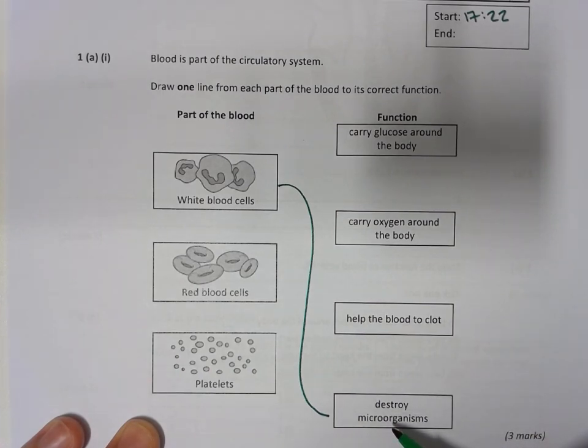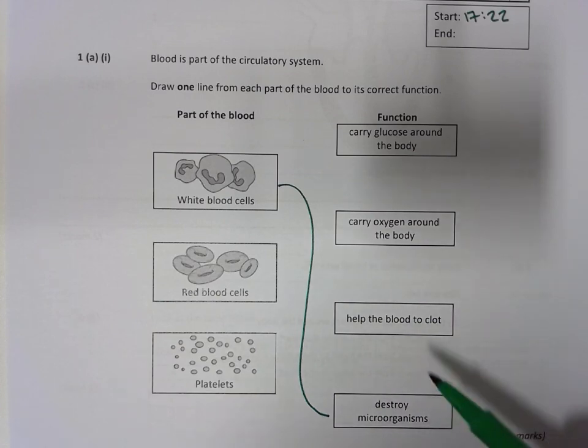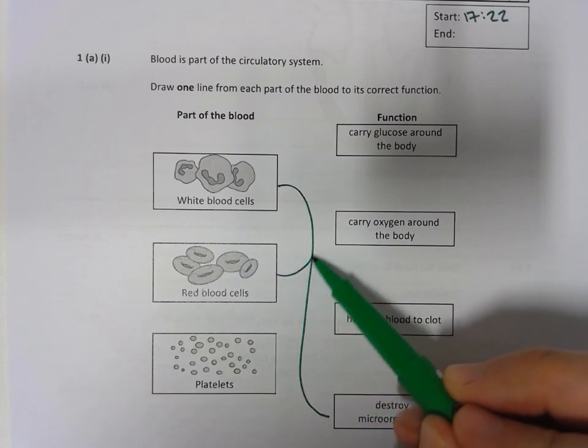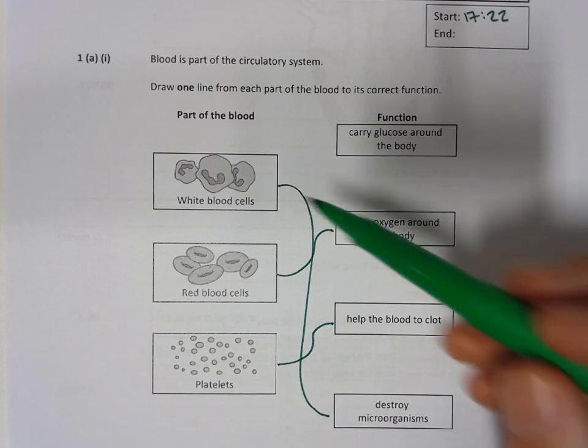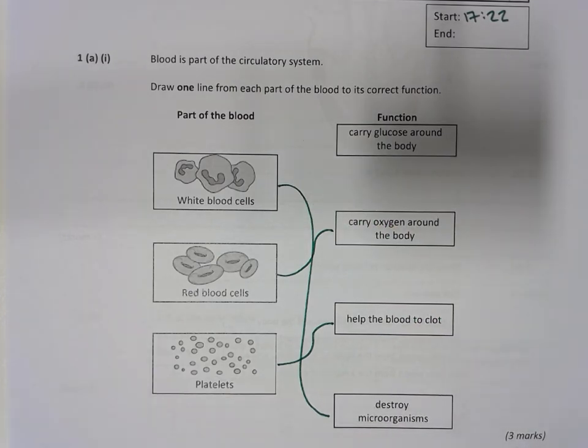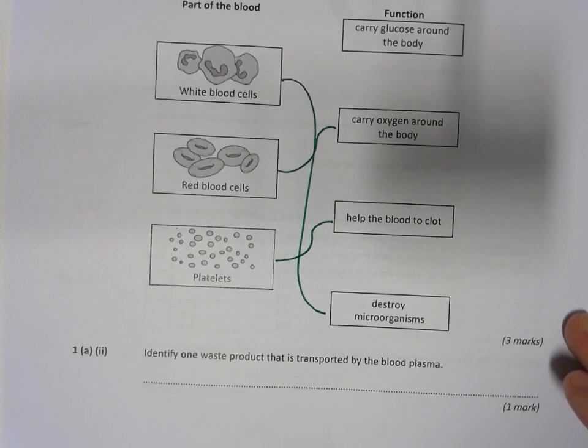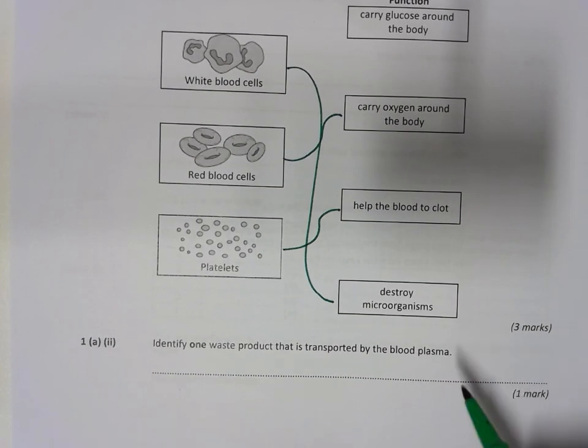A microorganism is a type, or could be a type of pathogen. Pathogens also include viruses and bacteria. Red blood cells carry oxygen around the body, and platelets help to clot blood. So that's one mark for each of them that you've got correct. Moving down, one waste product that is transported by the blood plasma.